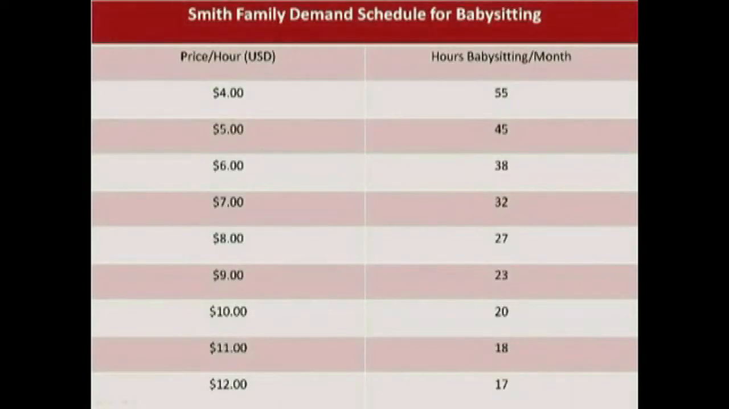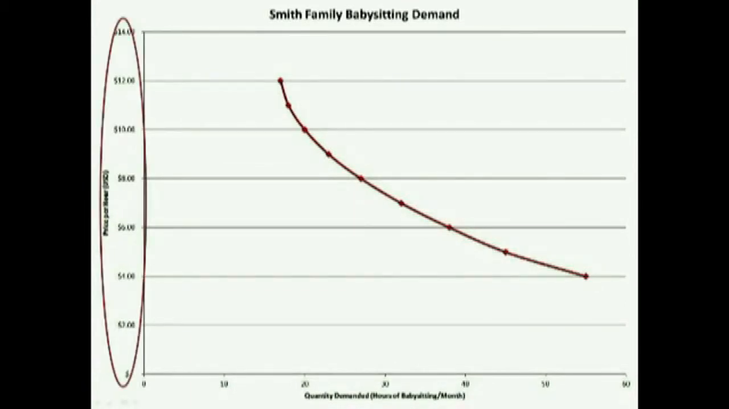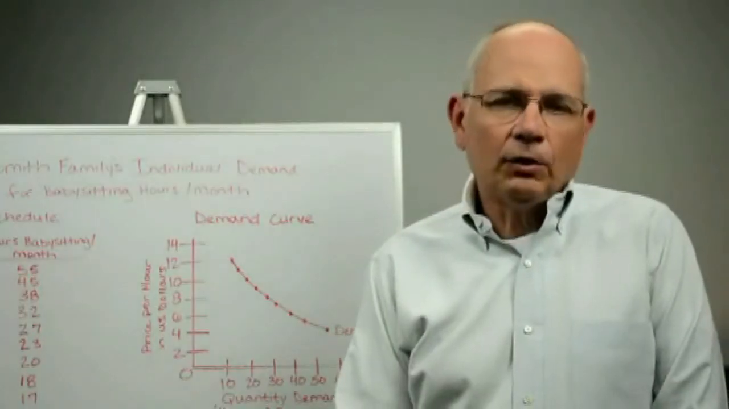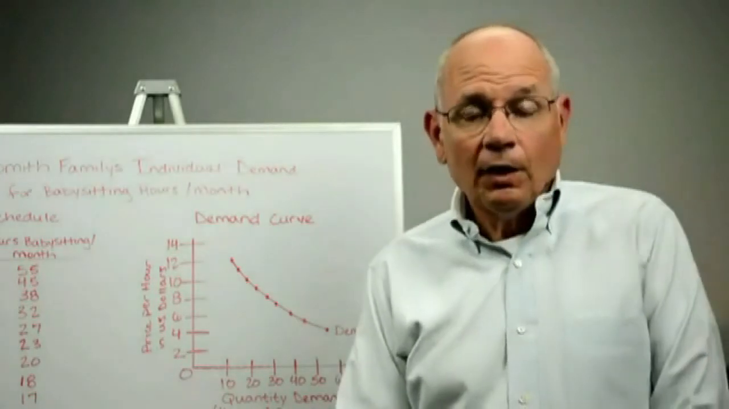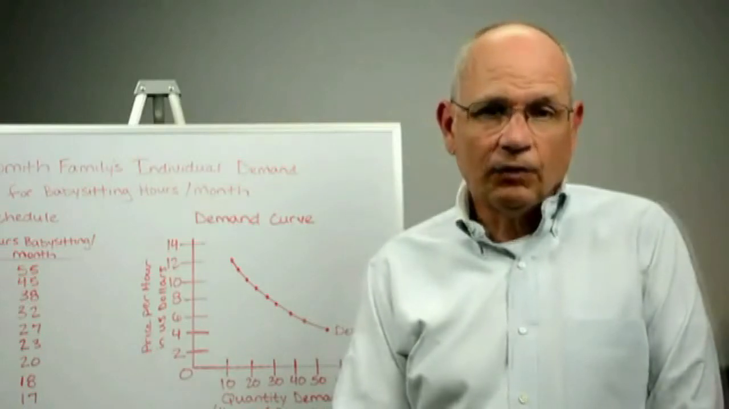A demand schedule gives a price per hour and the number of babysitting hours per month at any given price. When we take the price per hour and we plot it on a graph, we have what's called a demand curve. And we see that it's customary for economists to put the price per hour on the vertical axis or the y-axis and the quantity demanded per a time period, or in this case per month, on the horizontal axis. Note that the demand curve slopes downward. This makes sense because the law of demand states that as the price increases, the quantity demanded falls.